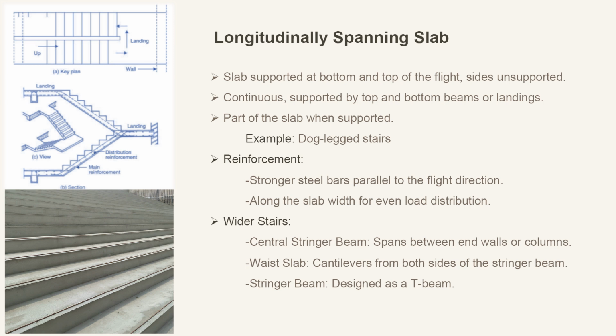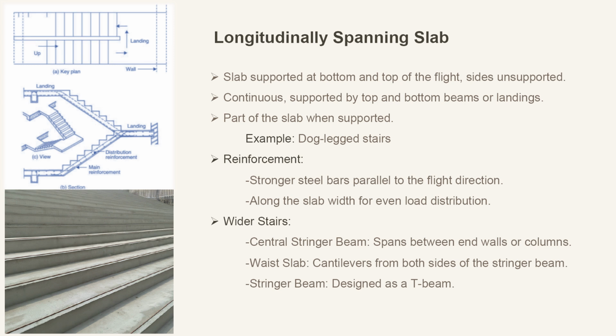Here is how we reinforce the stairs. Main reinforcement, which is stronger steel bars, is placed parallel to the direction of the flight. The distribution reinforcement, which helps to spread the load more evenly, is placed along the width of the slab.